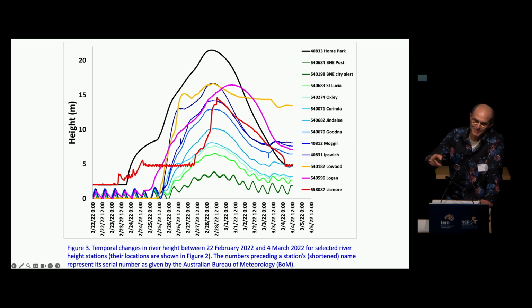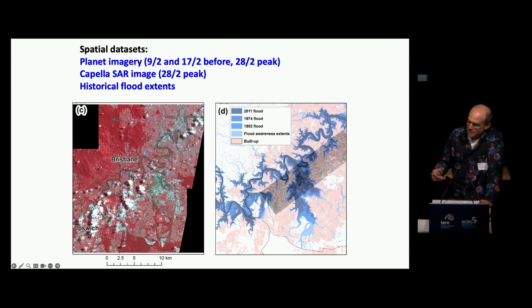To map the flood extent, we used optical Planet imagery from both before the flood and during the peak flood, February 28, Capella SAR imagery from the same date, and historical flood extents from the Brisbane City Council, which you can see on the right-hand side in blue: the 1893 flood, 1974, and 2011 floods.